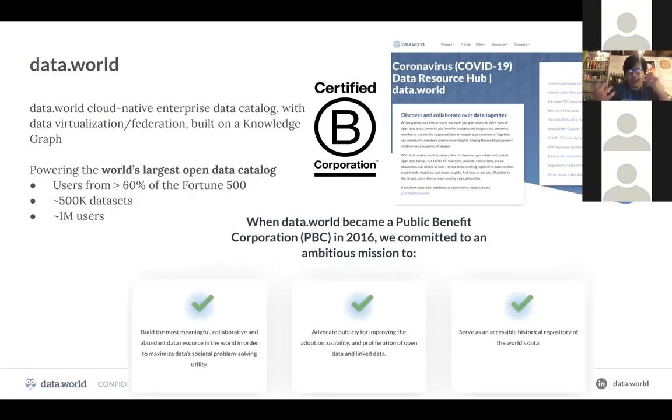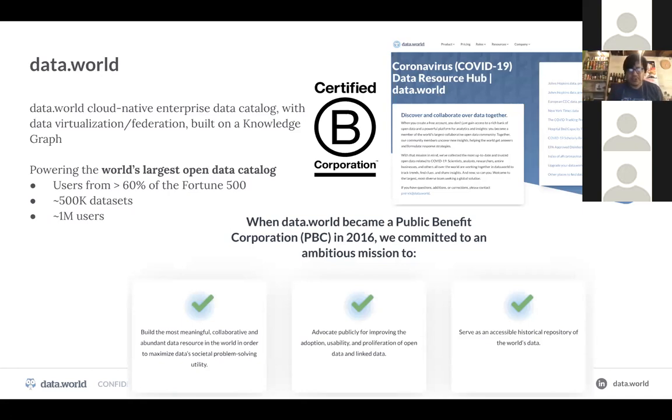So just a little bit about where I come from, Data.World. I'm excited about being at Data.World. One, we are an enterprise data catalog. So we do metadata management, data management. We have a lot of really cool data virtualization, federation technology. We're all built on knowledge graphs and all that.